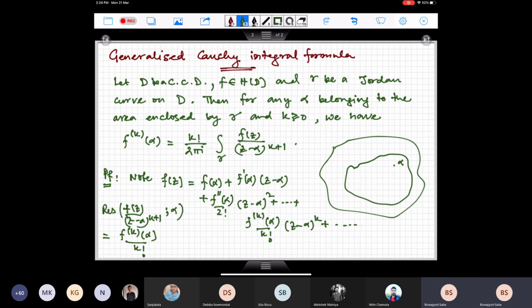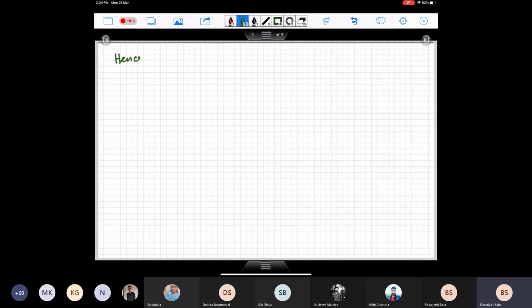Of course you can use the formula which I have given you to figure out the residue. You will be able to do it in the same spirit. Anyway, I get that this is my residue. So hence, by the Cauchy residue theorem, again this is not the Chinese remainder theorem, the integral over gamma of f of z divided by z minus alpha to the power k plus 1 is equal to 2 pi i times... what's the integral?